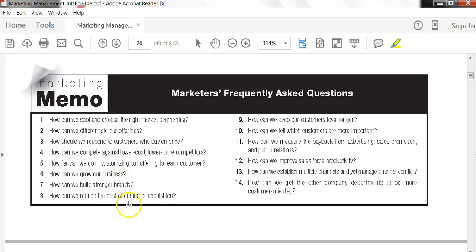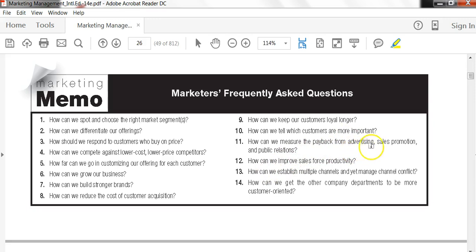How can we build stronger brands? How can we reduce the cost of customer acquisitions? By customer acquisition we mean collecting new customers, taking new customers. How can we keep our customers loyal longer? They are coming to us, purchasing repeatedly, but how can we keep this trend going for a long period of time? How can we tell which customers are more important? We have many customers coming to us, but who is the most profitable? Who are the more important customers to me?